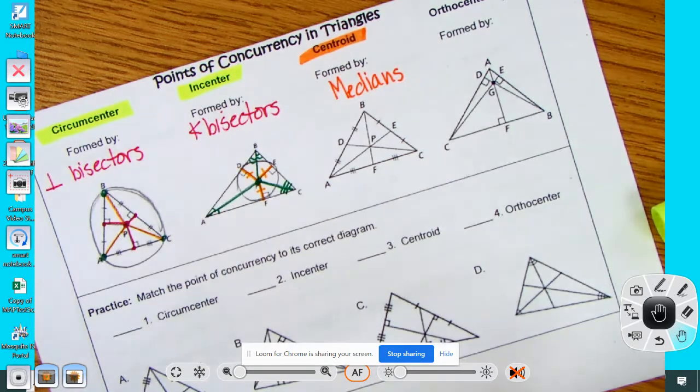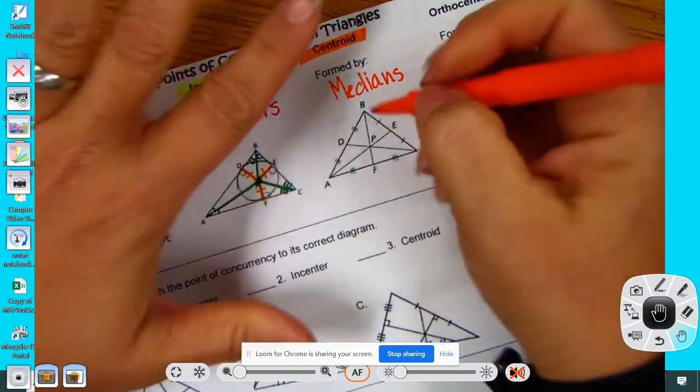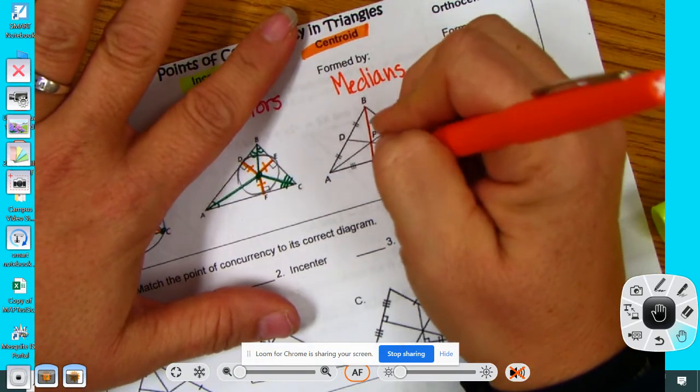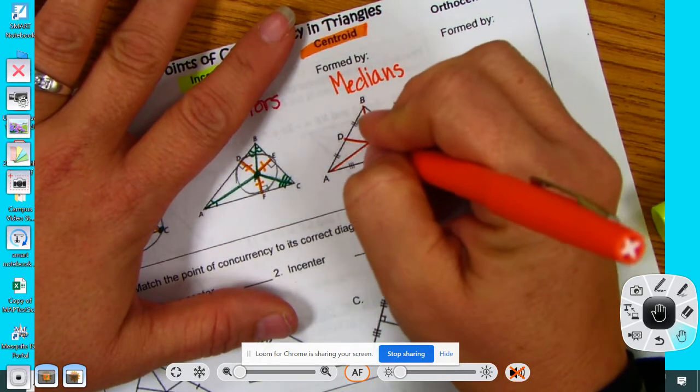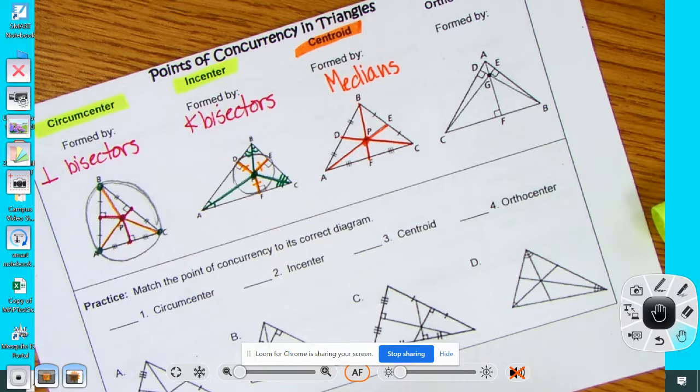Remember, your medians are what connects midpoints. So if I were to draw all my medians, vertex to midpoint, vertex to midpoint, vertex to midpoint, they intersect here. This triangle at the centroid, that is the center of gravity. If I could get that accurate, I could balance it on the tip of my pen because it's the center of gravity and it would balance flat at that point. So it's kind of cool if you're into that stuff. I think it's pretty neat.